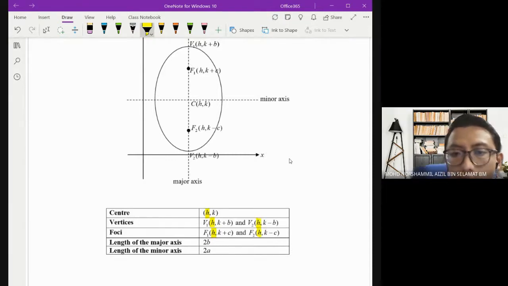Okay. So the minor one will be 2A. Kenapa A? Sebabnya vertical yang fix, vertical, horizontal yang fix. So X fix. What does it mean? It's going to be minor. Nampak lah minor. Minor.